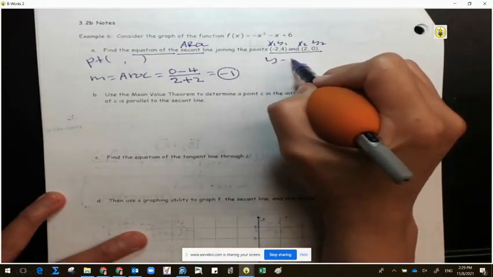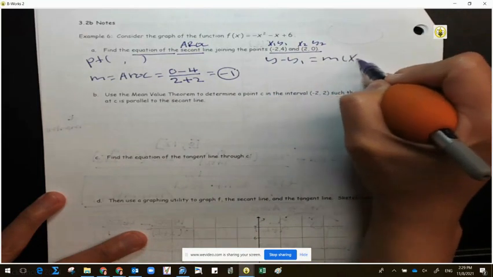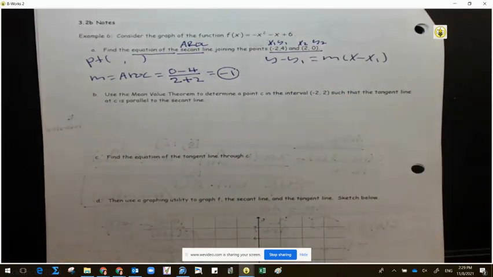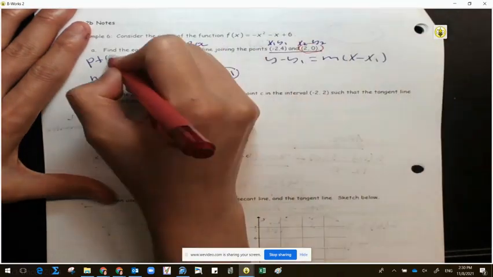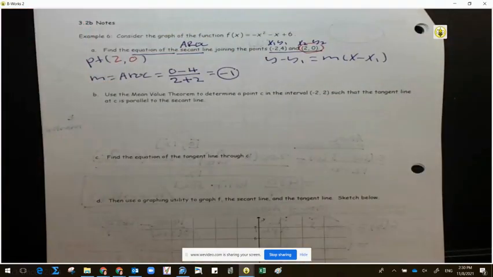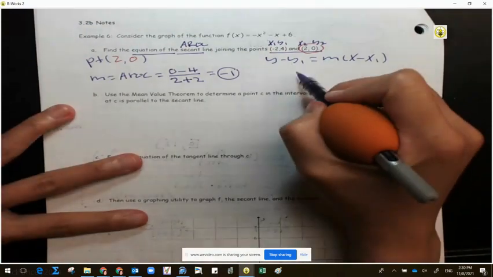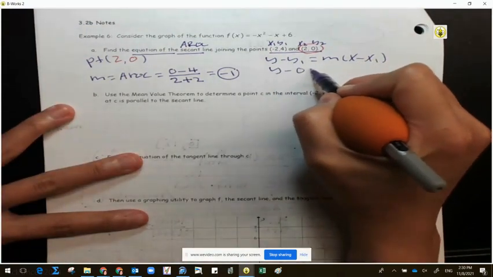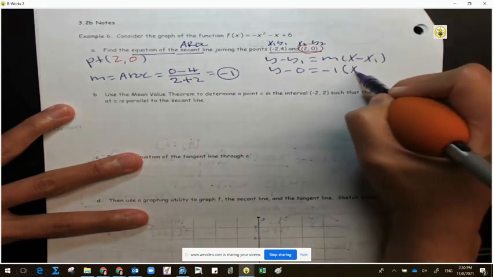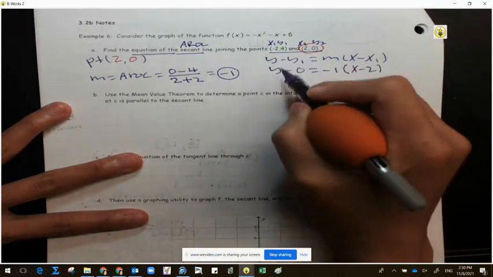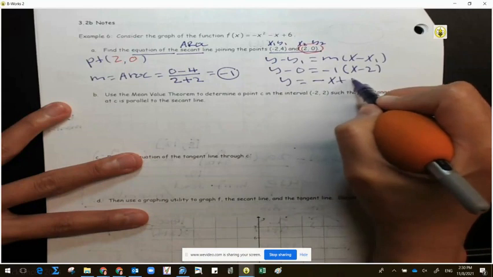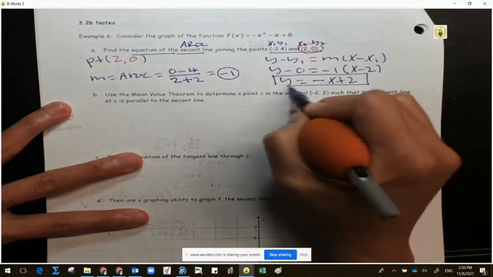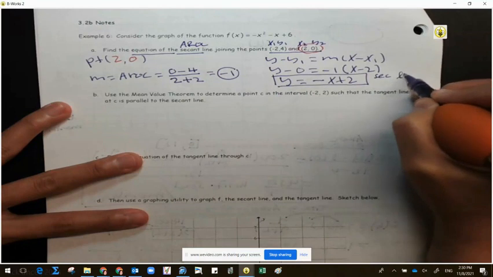Let's write out y minus y1, the skeleton model of the equation. When given 2 points, does it really matter which point you are going to use? No. Which one seems easier? So I'm going to go ahead and use (2, 0). If you use (negative 2, 4), we're going to end up with the same equation, which is fine. So we have y minus 0 is equal to negative 1 times x minus 2. And since that 0 is not really relevant, I can simply say y is equal to negative x plus 2. This is the equation of our secant line. So let's write out secant line.